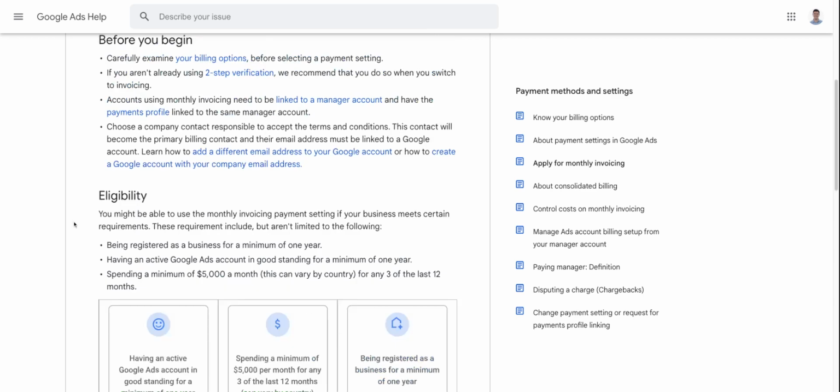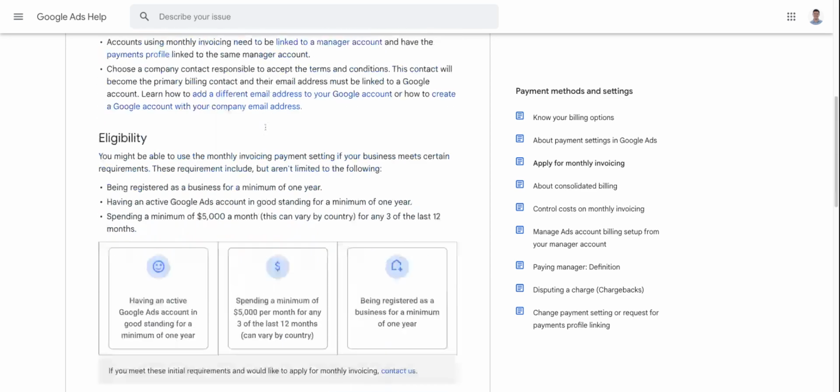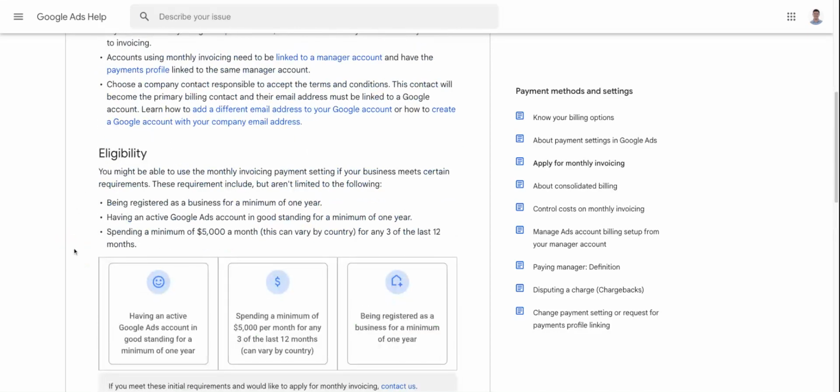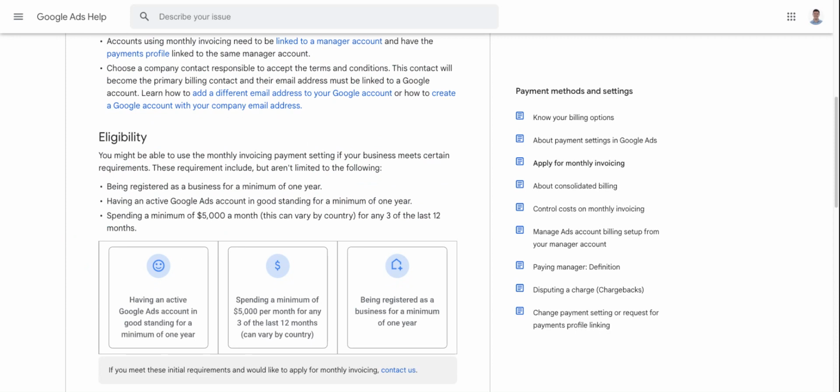So if you want to go for monthly invoicing, the main thing: check the link in the video description, see how you stack up compared to these eligibility criteria. If you stack up, feel free to go and apply. You're not guaranteed to get the monthly invoice billing, but if you meet the eligibility criteria, there's no good reason why you shouldn't. If you've got any questions, please do let me know.